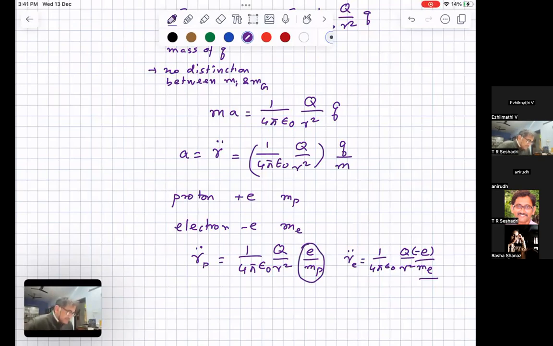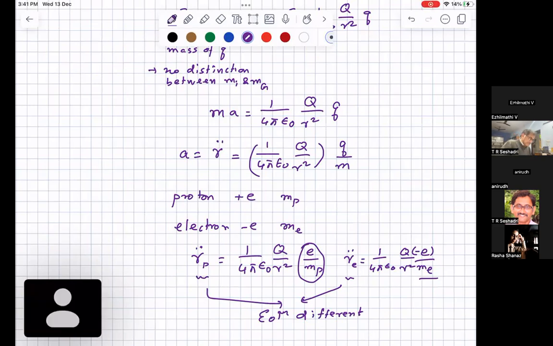And hence, the equation of motion of electron and that of proton are different in the same electric field. But since in the case of gravity, this cancels out, the equation of motion is the same for any particle in a given gravitational field. Is this distinction clear? Yes. Okay.